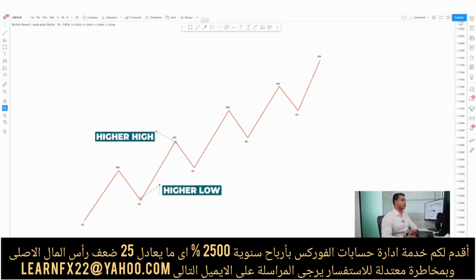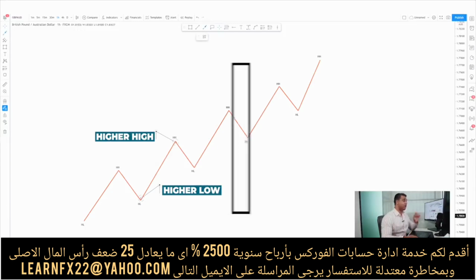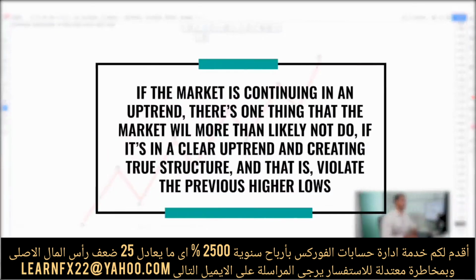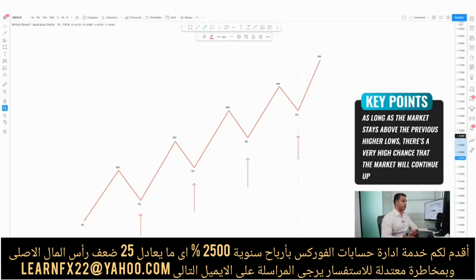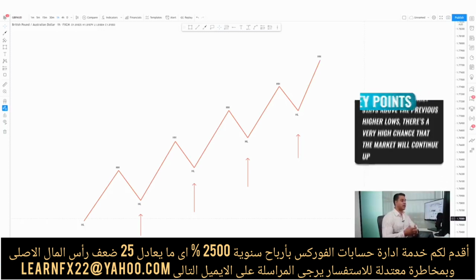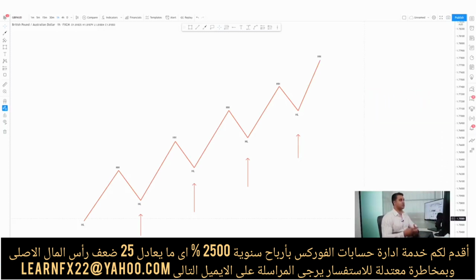Now, the point I want to illustrate here is this. If the market is continuing an uptrend, there's one thing that the market will more than likely not do if it's in a clear uptrend and creating true structure. And that is violate the previous higher lows. Now, as long as the market stays above the previous higher low, then there's a very high chance the market is going to continue up. But in saying that, if you plan to take a trade, the question is, where is the best opportunity?